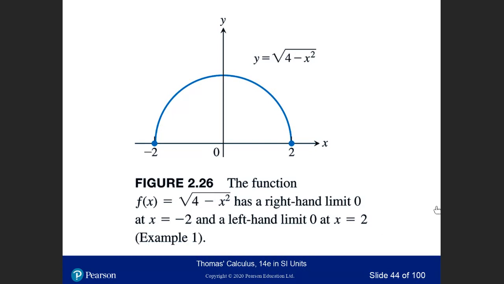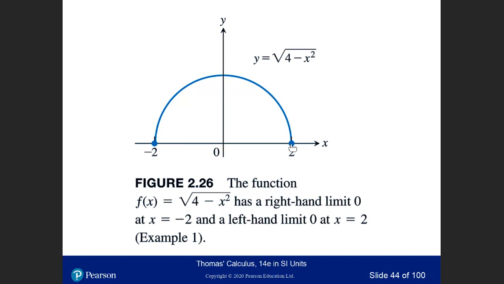Okay, let's look at this function. That's an upper semicircle, y equals the square root of 4 minus x squared. The drawing is like that. Now, when you approach minus 2 from the right-hand side, you have a limit 0. You cannot approach minus 2 from the left-hand side because the function is not defined there. So at minus 2, we have a right-hand limit.